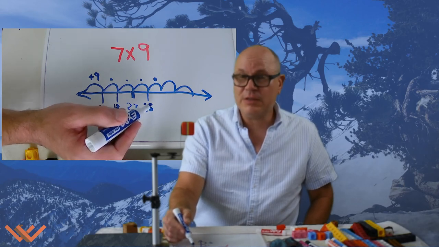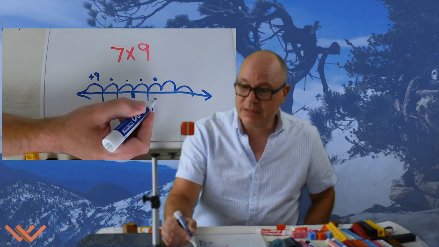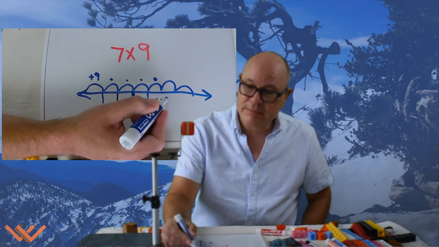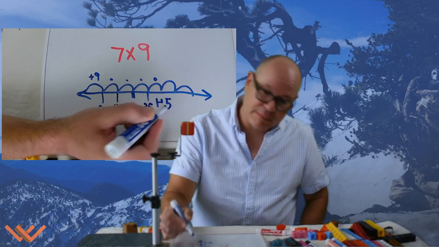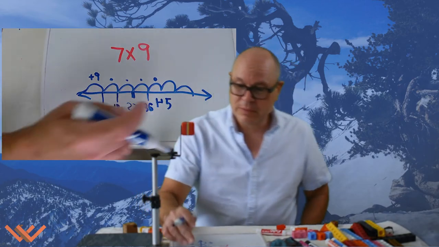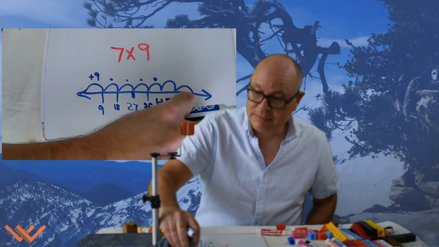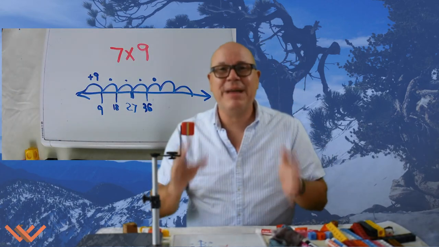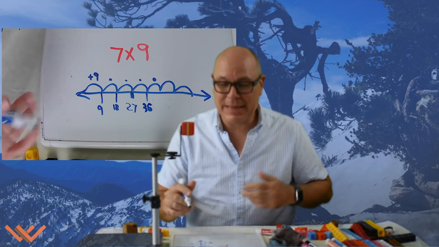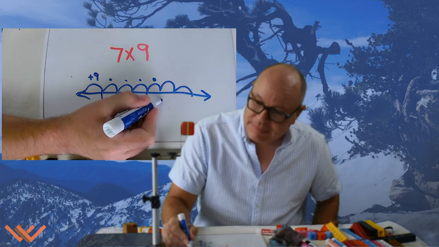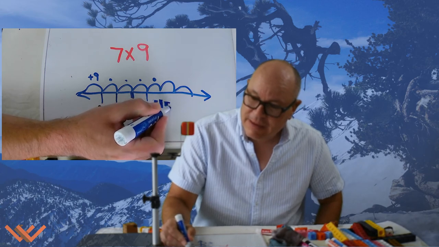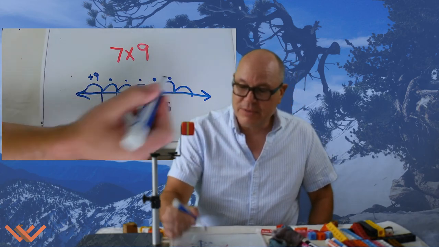So 36 plus 9 is, that's going to be 45. Oops, I made a mistake. You see, I still make mistakes, and it's okay. So, here we go. Let's do this. There's 45.